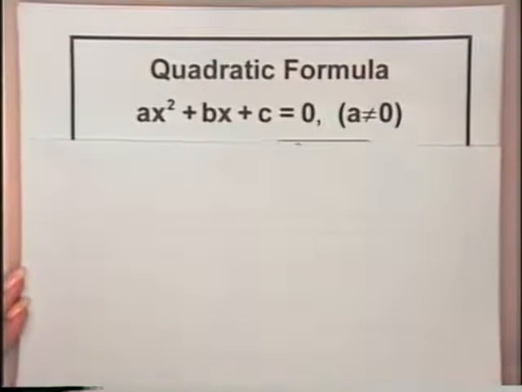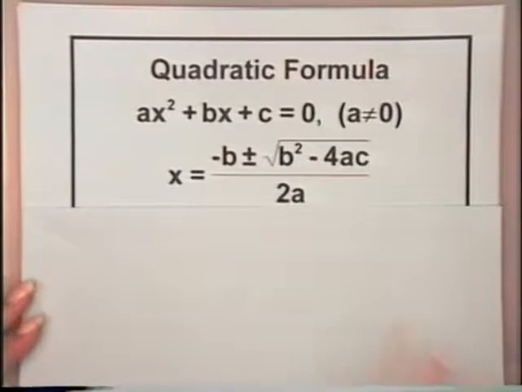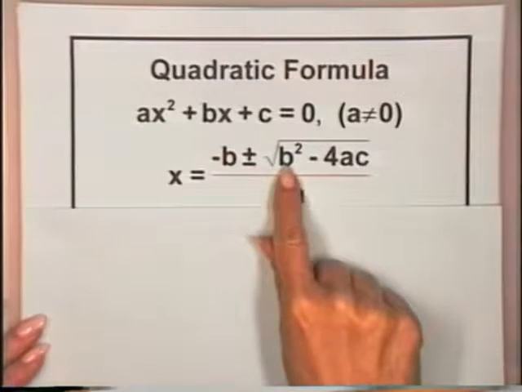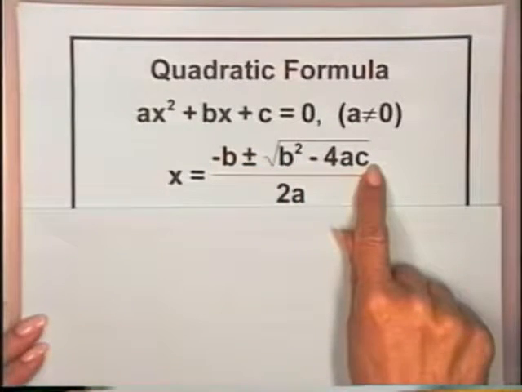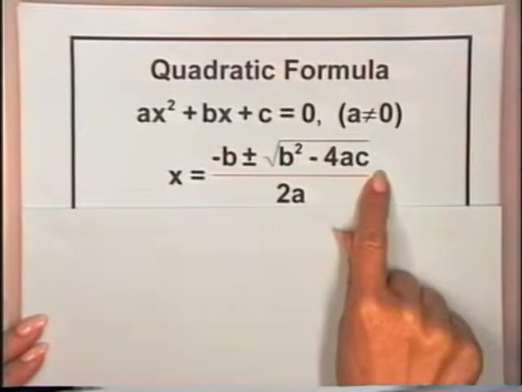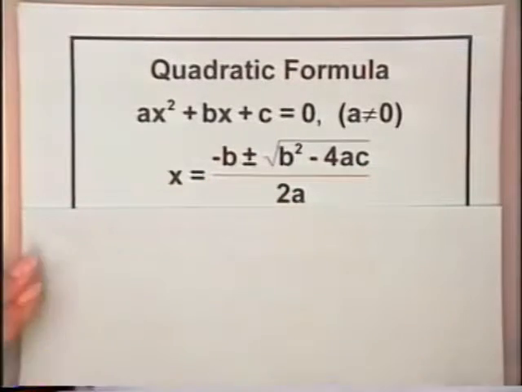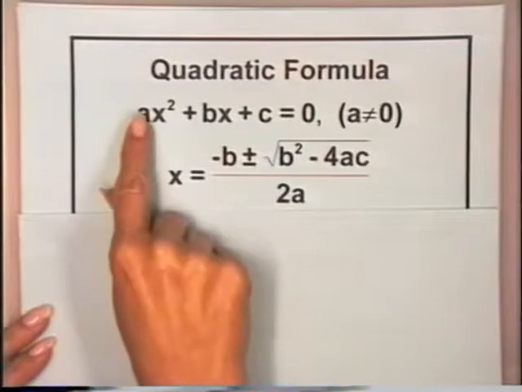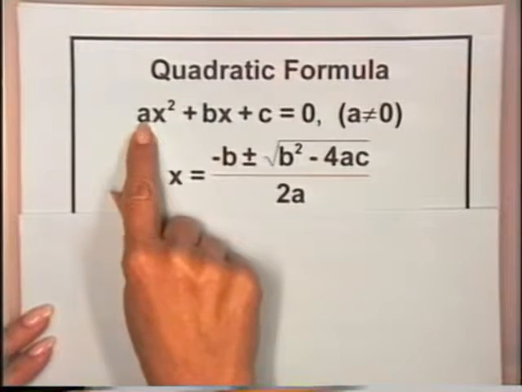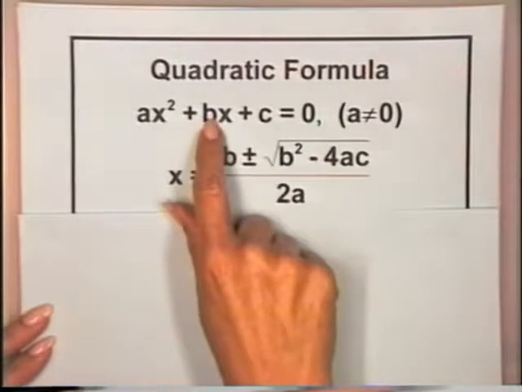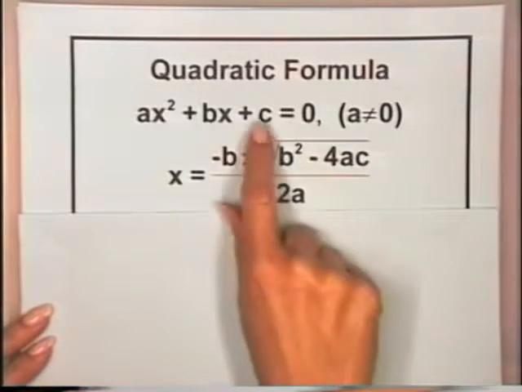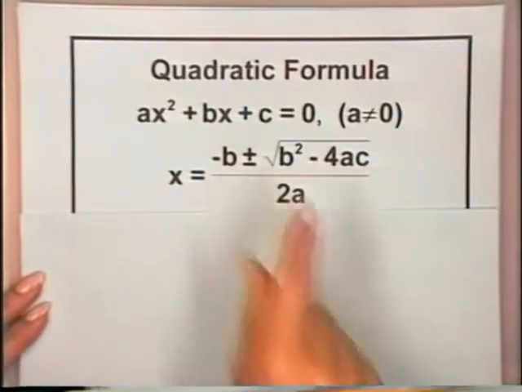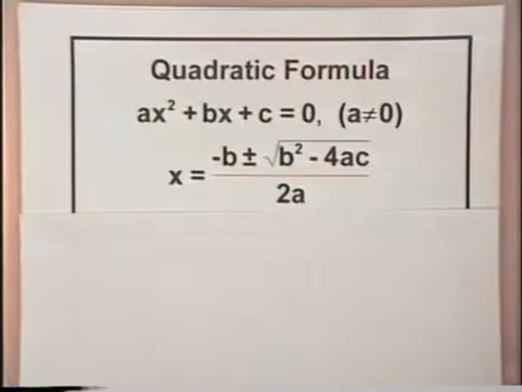We know that our solutions equal minus b plus or minus the square root of b squared minus 4ac, all divided by 2a. Remember that a in this case means the coefficient of the x squared term, b means the coefficient of the x term, and c refers to the constant when the equation is written in standard form.